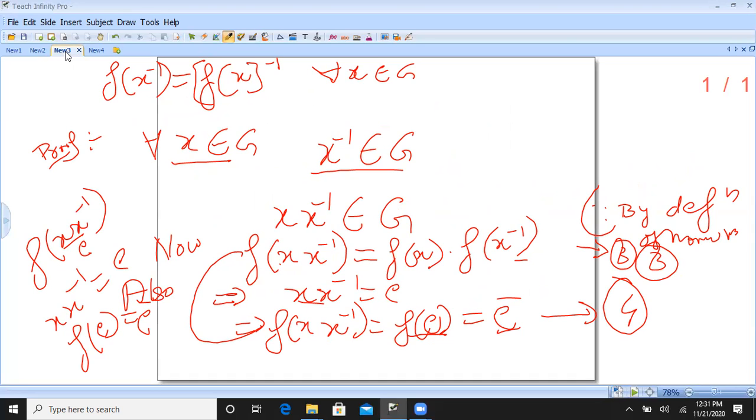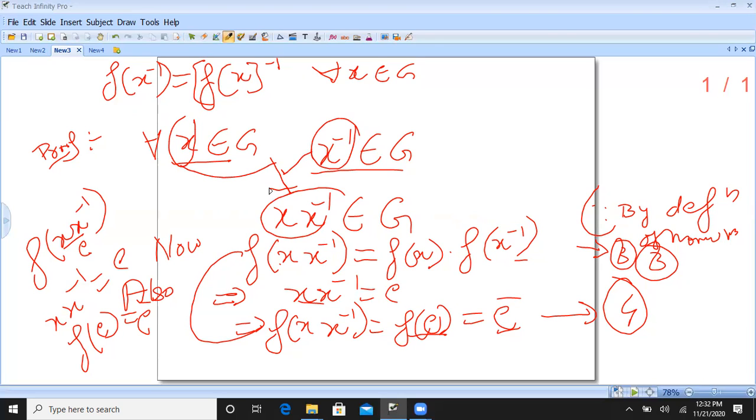So for that we write x inverse belongs to G. These two conditions: x belongs to G, so x inverse belongs to G. By both these we can write this. Okay, x inverse belongs to G.